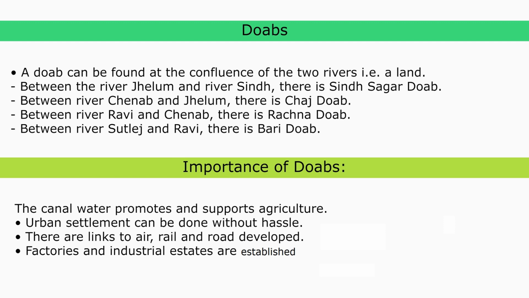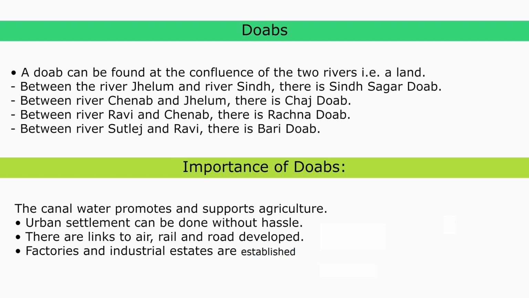What is the importance of doabs? The first importance is that canal water promotes and supports agriculture. We use water to irrigate our lands. Urban settlement can be done without hassle.